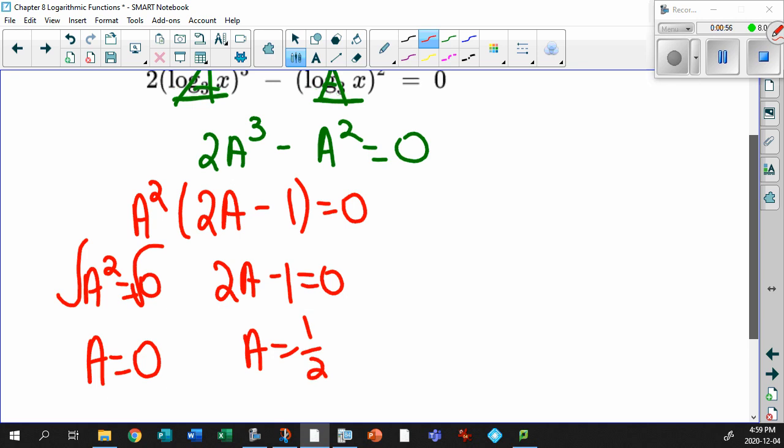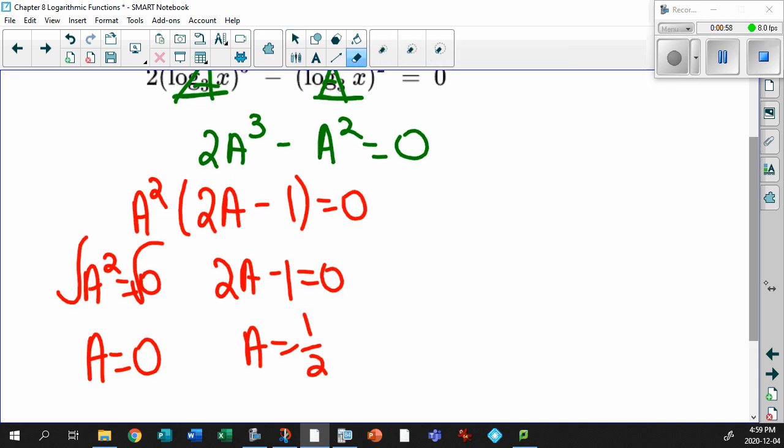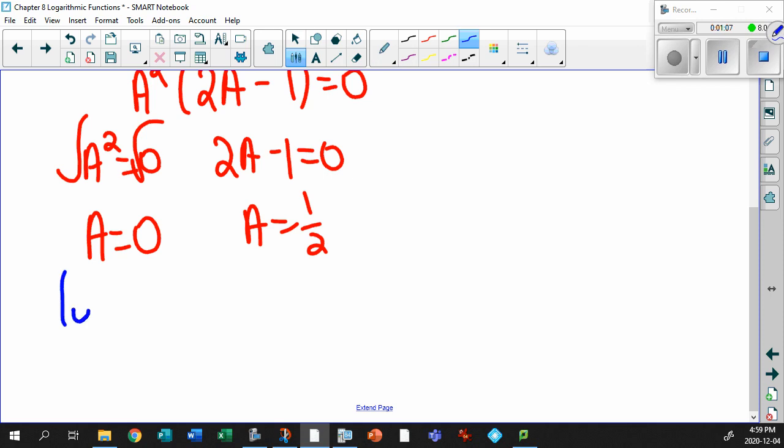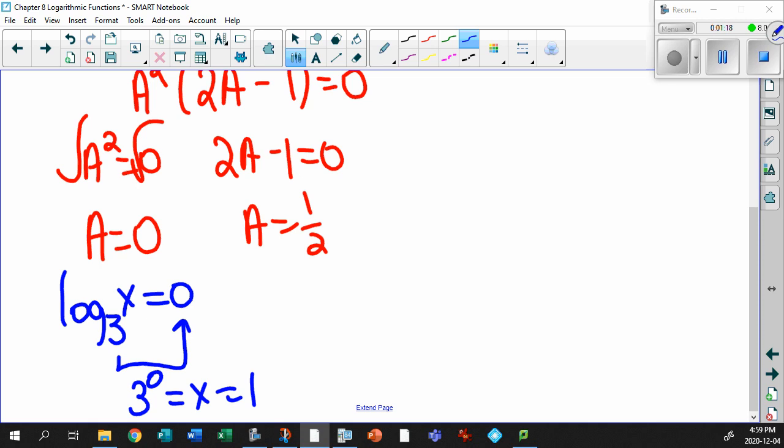Now, do you remember what a was? I just got it right here. Look, there it is. Log 3x. Okay, that should be easy enough to figure out. So here we go. Log base 3 of x has to equal 0. Using our log laws, we know that is 3 to the 0 equals x. Well, that means x equals 1.